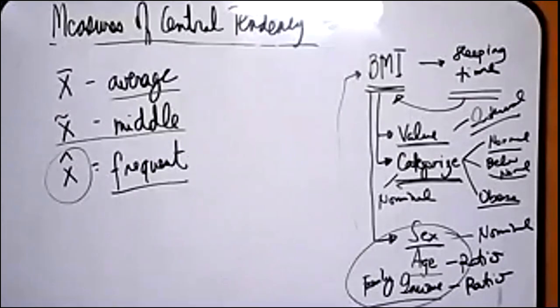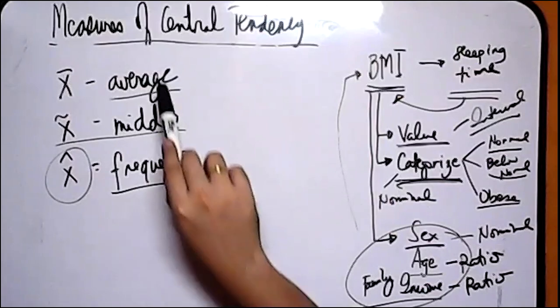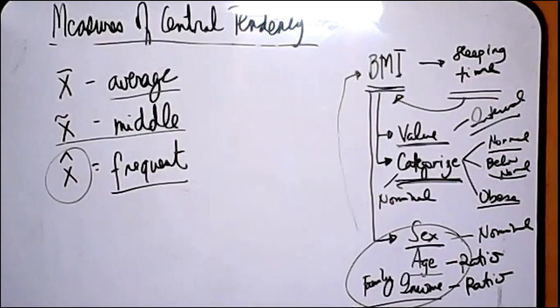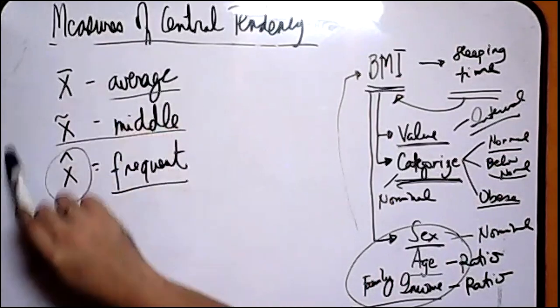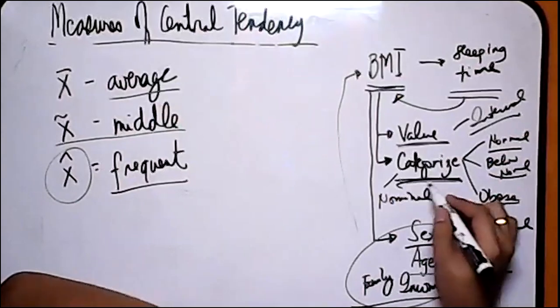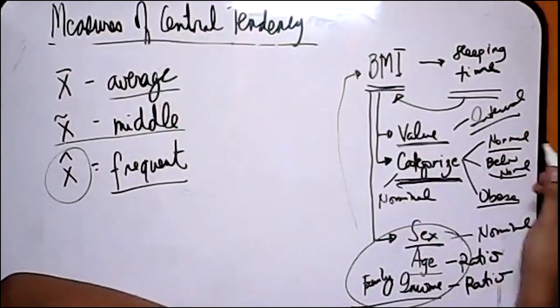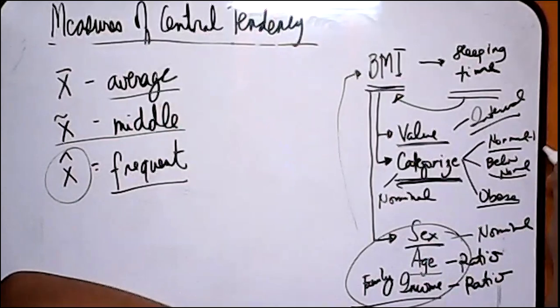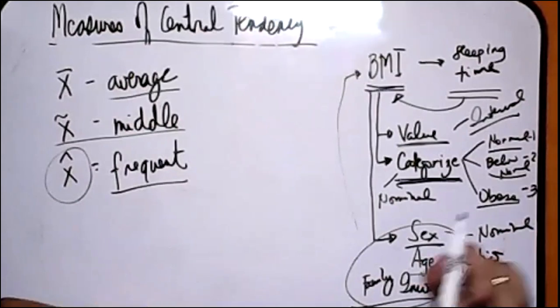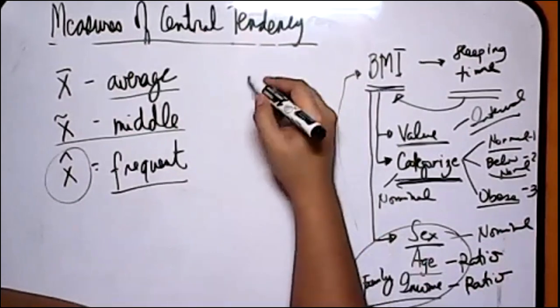Important that before you identify kung anong measures of central tendency ang gagamitin mo to describe a certain variable, that you know the levels of measurement of your variables. Because not all these can be used to all types of variables. For example, let's look at the categories of BMI of our respondents. Let's say kung normal siya, 1. Kung below normal, 2. Kung obese, 3. Okay? And I have, for example, 10 respondents.